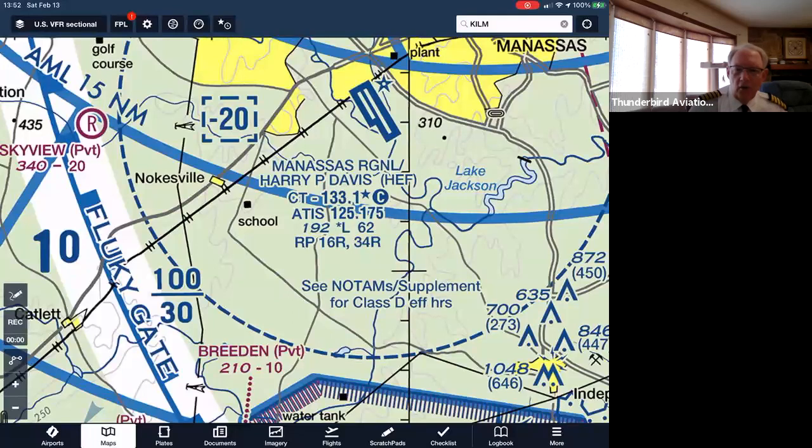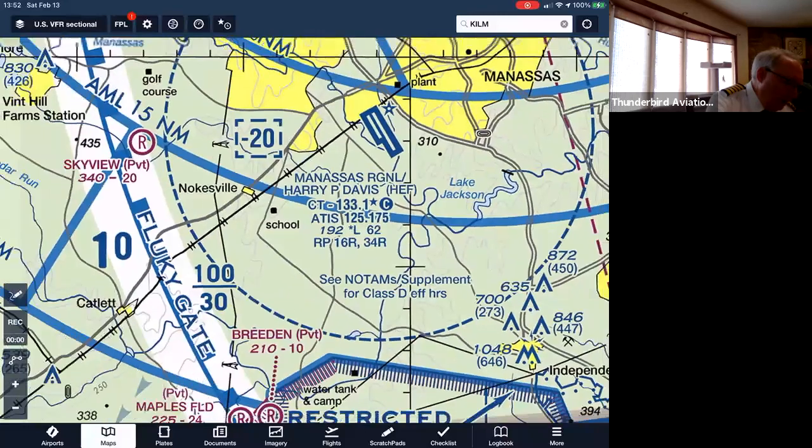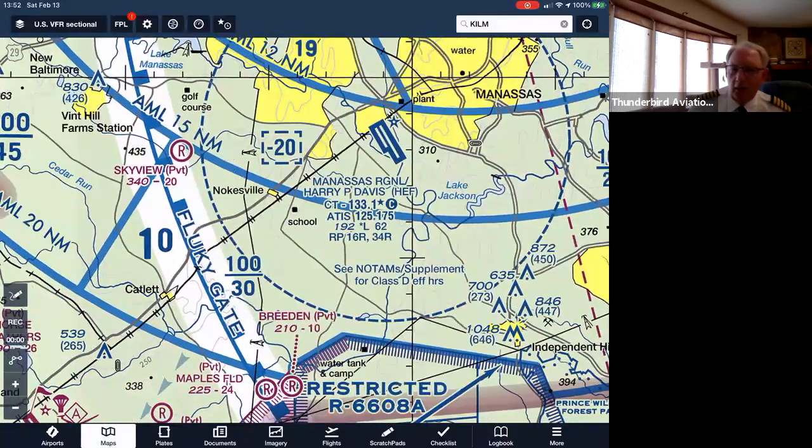Early on, you could only do one full stop landing. I think now they've modified that. You can go in and do traffic patterns if you want. But basically, you go through the Fluky gate, land in Manassas, do what you want to do, take off, and come back out through the Fluky gate. There's no sightseeing around anymore. You get inside the blue line with the squares, and you're not talking to ATC, and you're not squawking correctly, they may send an F-16 or a Black Hawk helicopter out after you.